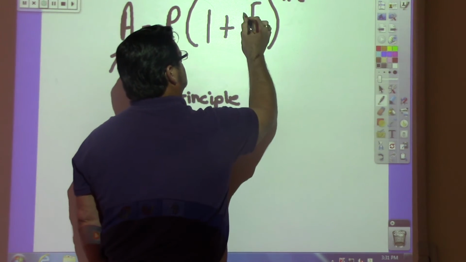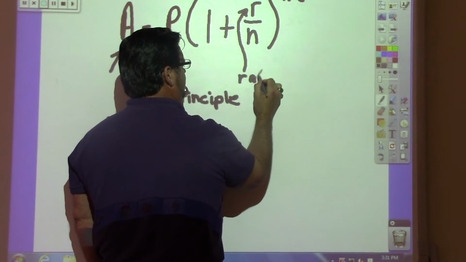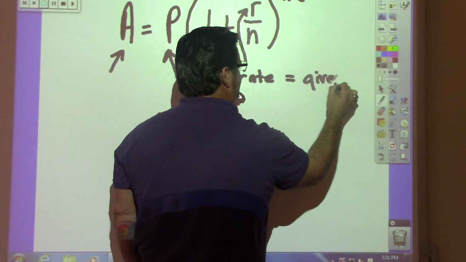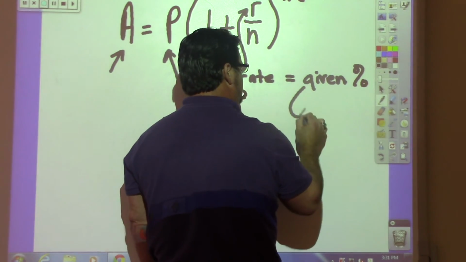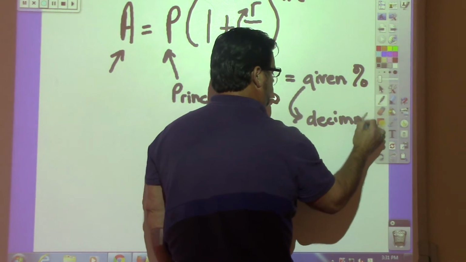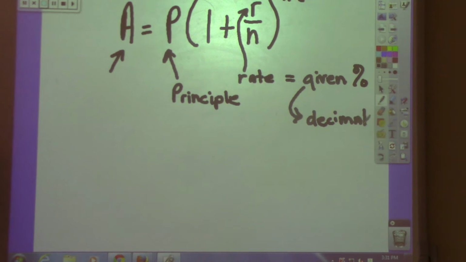R is rate, and it's usually going to be given in a percent. You change it into a decimal. So R will always be calculated as a decimal. If it's 5%, it would be 0.05. If it's 2%, 0.02.